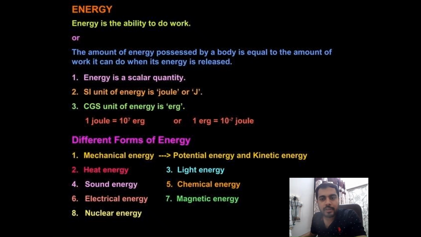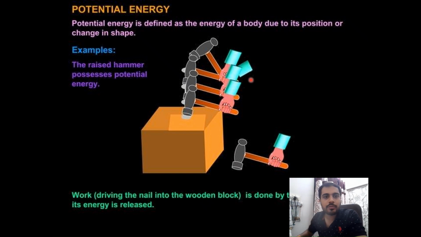We'll see in more detail. First one is potential energy. Now, what is potential energy? It's the energy of a body due to its position or change in shape. So, due to that change in position or change in shape, it possesses a certain amount of energy. So that's why it comes in the category of potential energy.